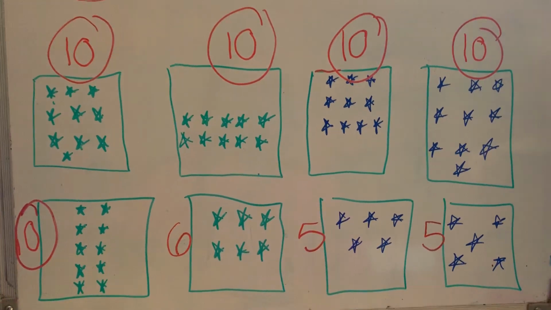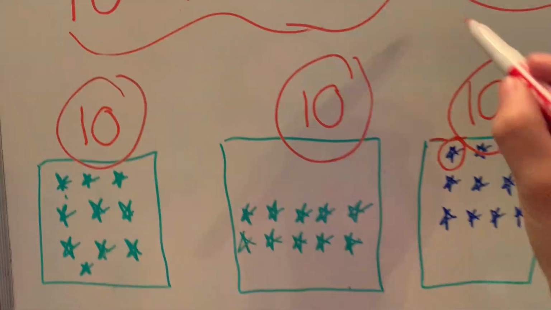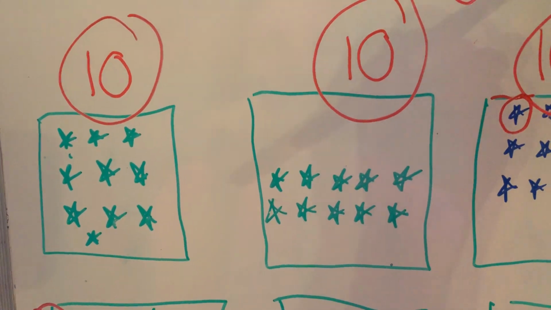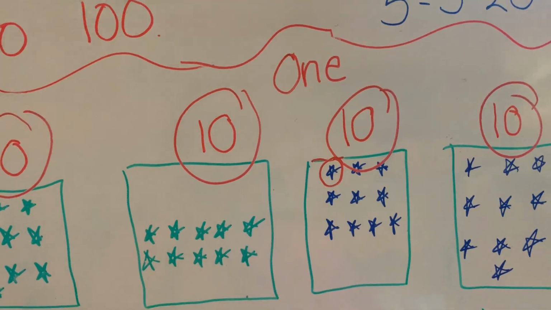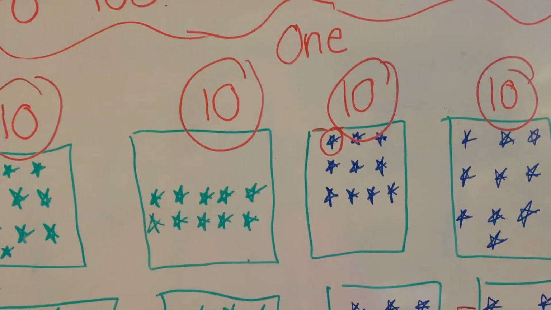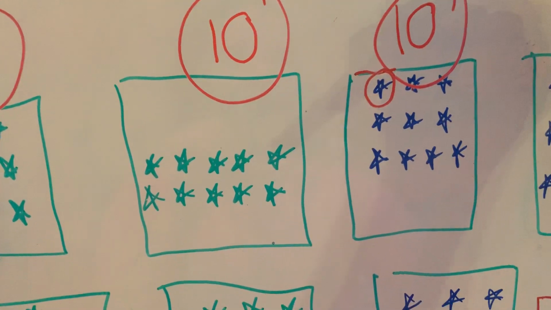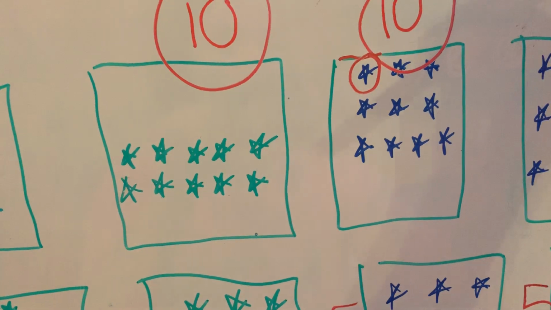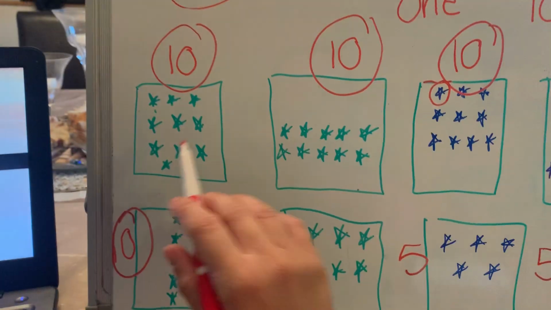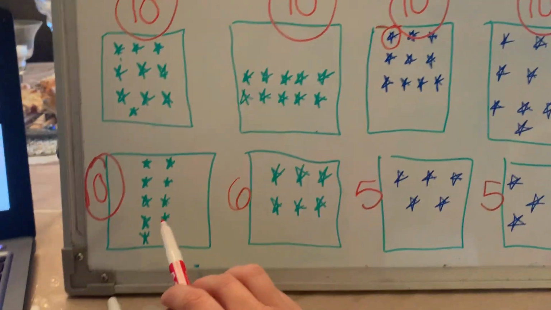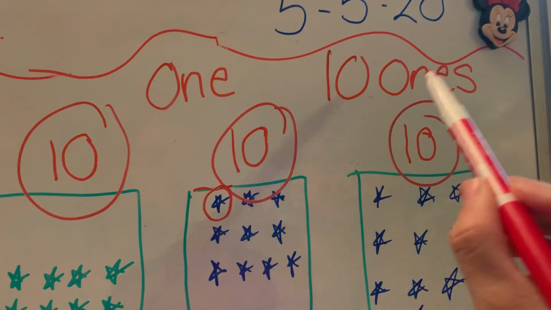All right, guys, so when we count these, we call each of these a 1, spelled O-N-E. Each individual star is called a 1. So if we have 10 stars, we have 10 ones. So that means we have 1, 2, 3, 4, 5 groups that have 10 ones.